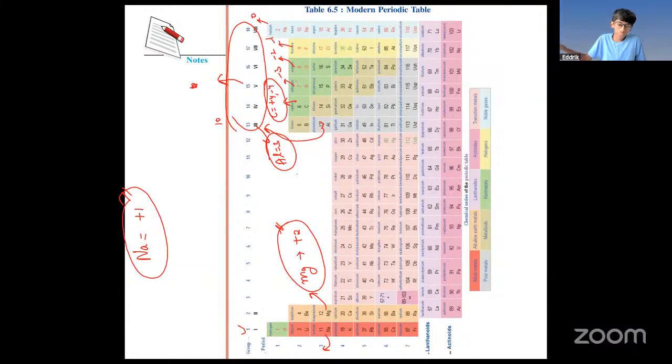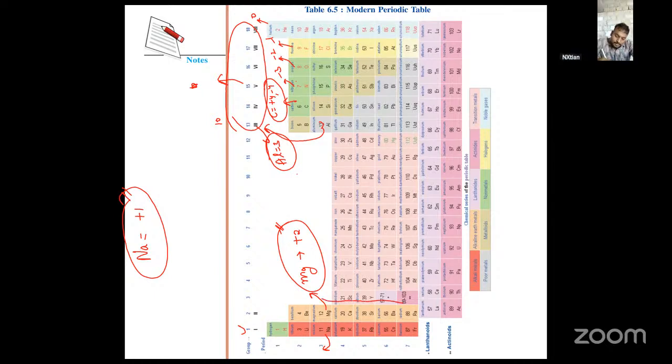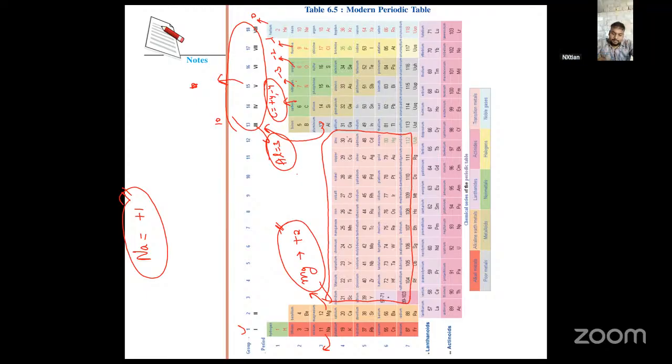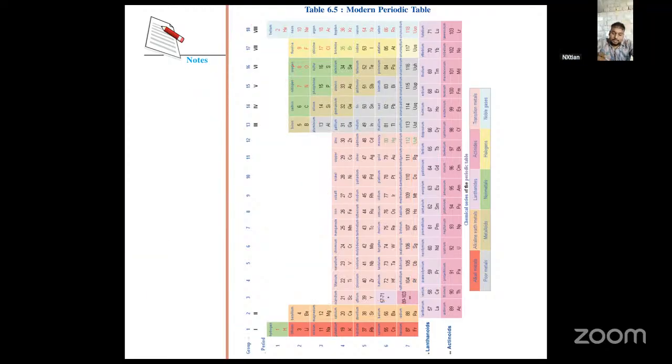Sir, we learned about the octet rule. What about groups 3 to 12? Those are the transition elements, and the valency there is different. We will not go deep into it, we will understand this later. Okay, so did you understand how we take out the valency?